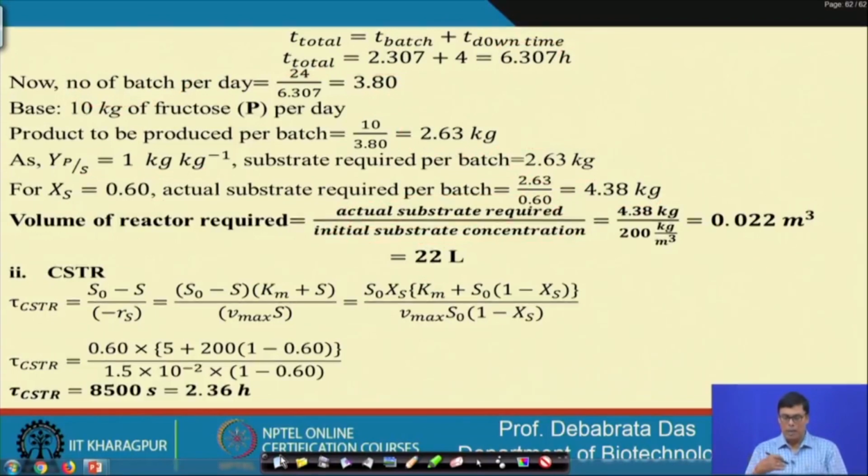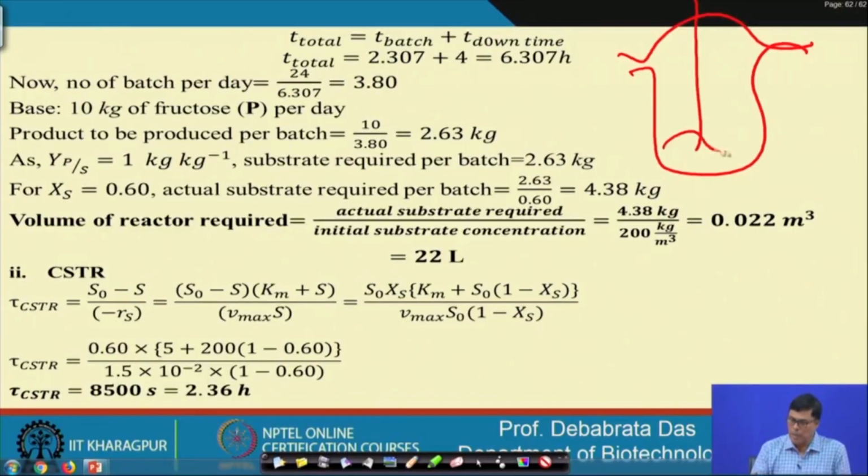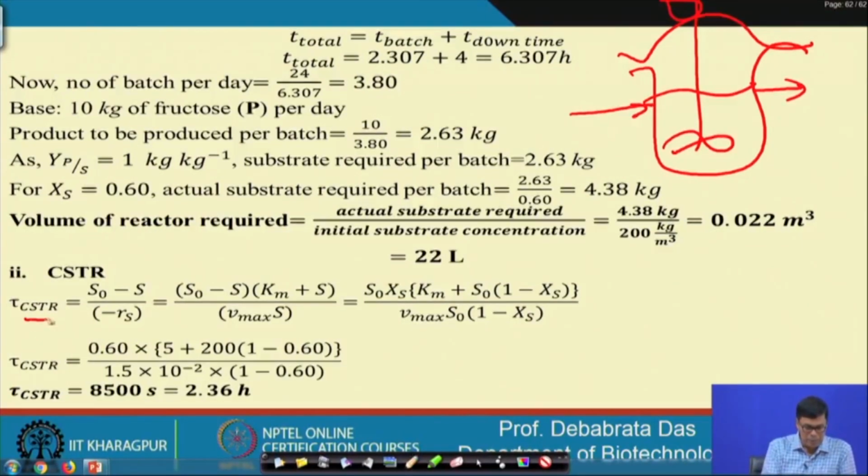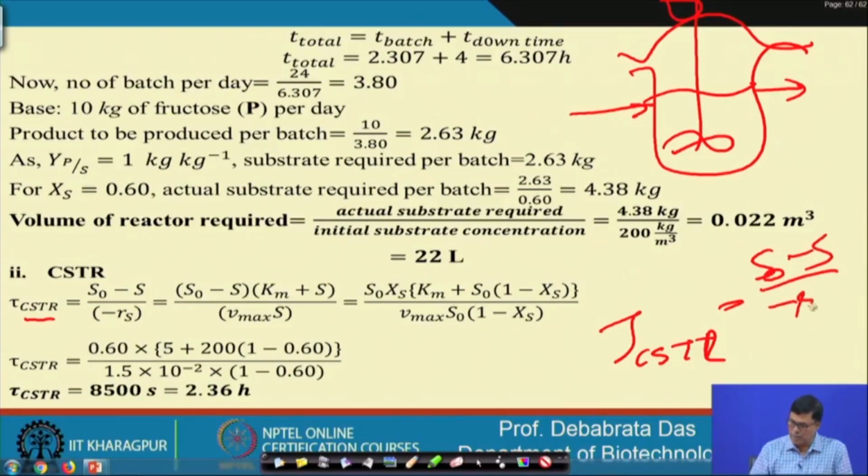Now let us come to the CSTR process. Now in the CSTR, we have continuous inflow and outflow, and our expression that we have already developed is tau CSTR equal to S0 minus S by minus RS. This is how we can write.